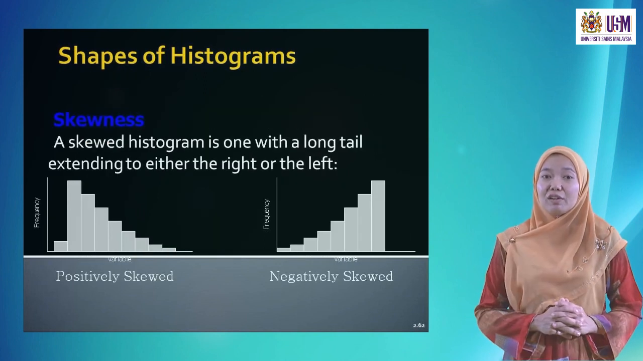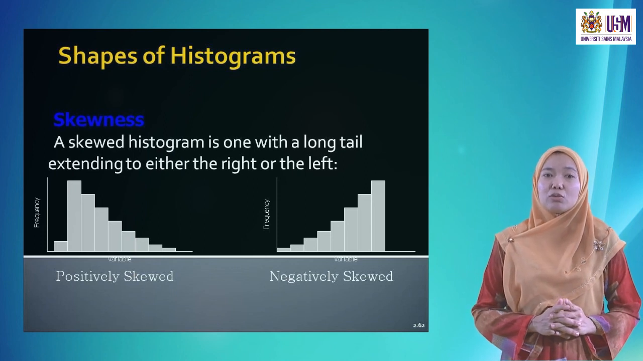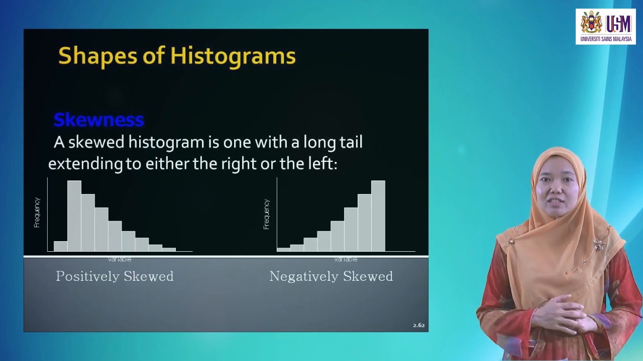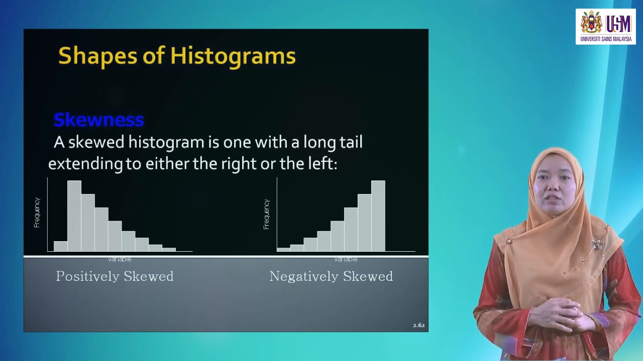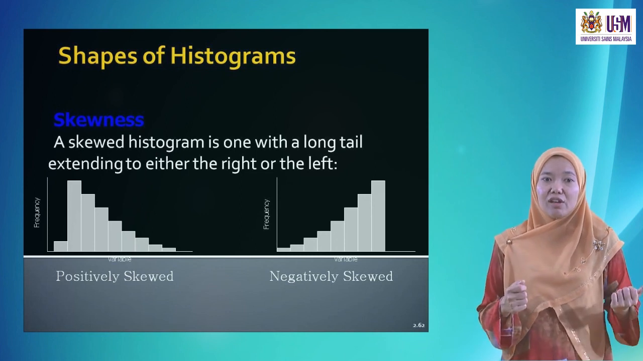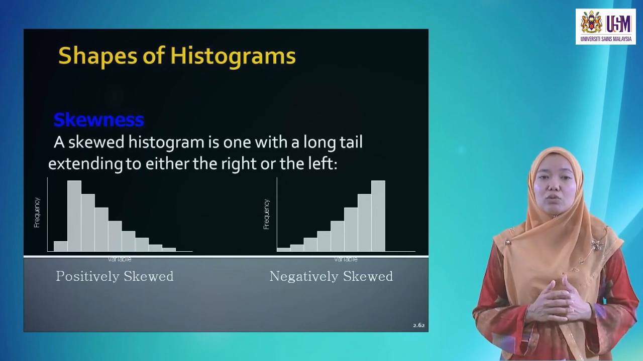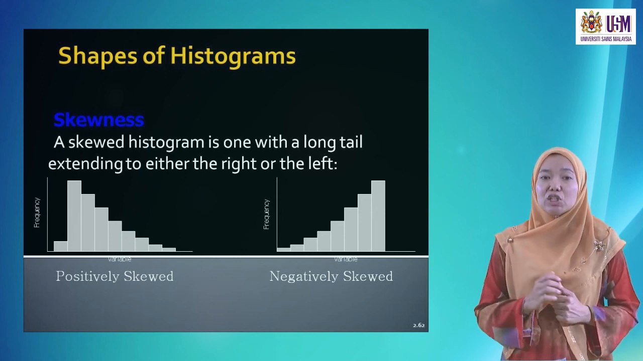So the different shape of a histogram, the next part that you need to know is the shape that we call skewed or skewedness. A skewed histogram is the one with a long tail extending either to the right or to the left. If you look at the histogram on your left-hand side, it is what we call positively skewed.